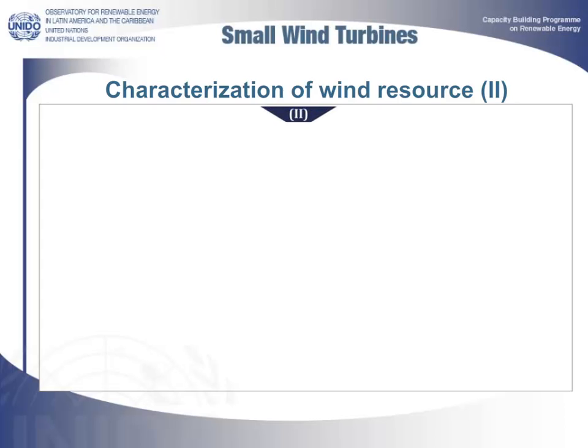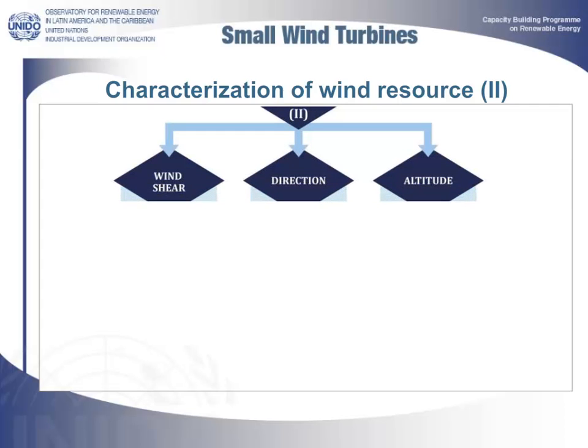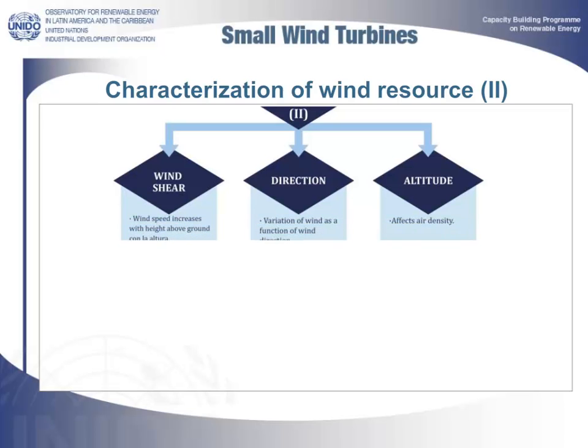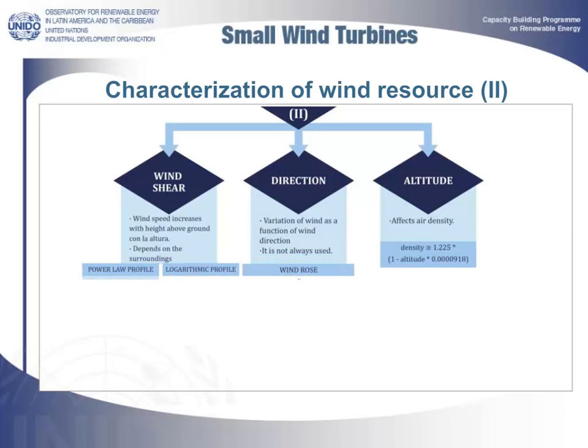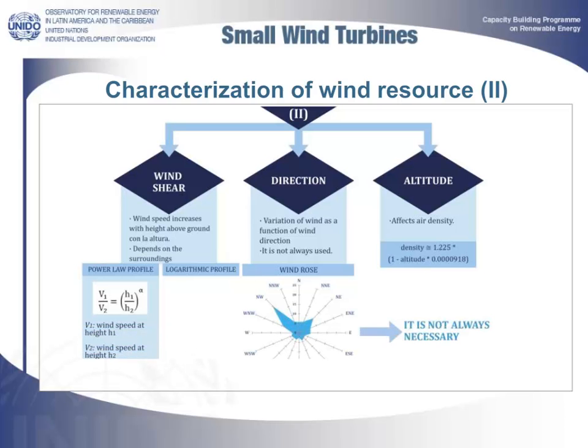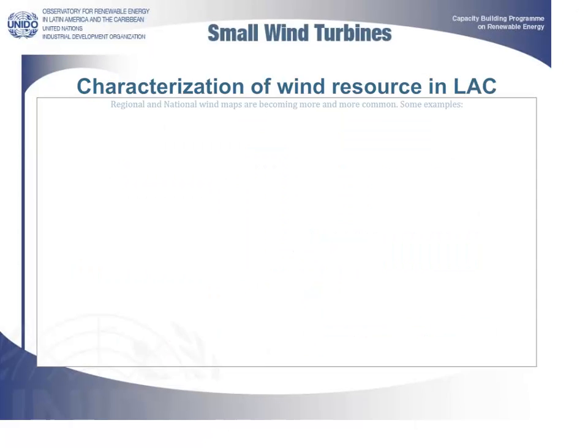The main factors that affect the characterization of the wind resource are wind shear and the variation in wind speed with height, mainly due to the friction of airflow with the Earth's surface. Then we have the windrows, which is the most widely used representation of the directional distribution of the winds, which represents the percentage of time that the wind comes from a certain direction. Finally, we have the altitude of the site chosen, which affects the density of the air. As we all know, this decreases with altitude.